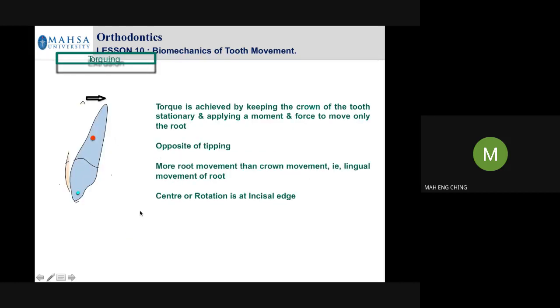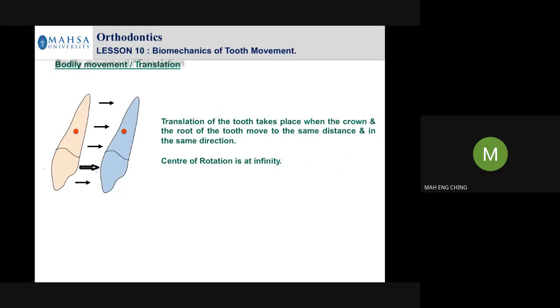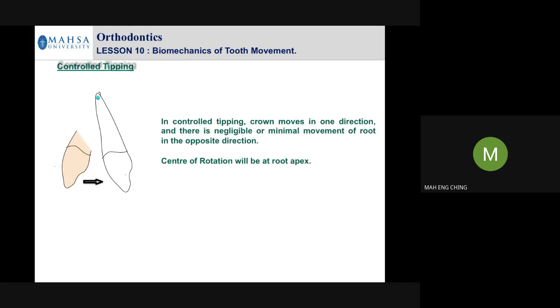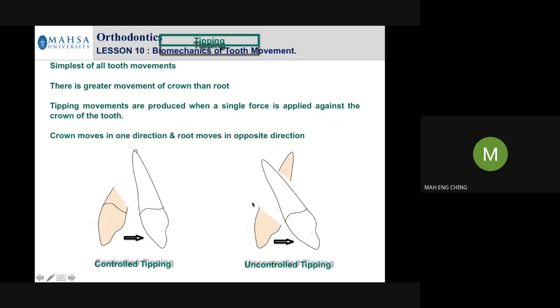Torquing is opposite to tipping. So remember the tipping. Tipping means moving the crown more than the root. The crown will tip back, so the root will stay the same.